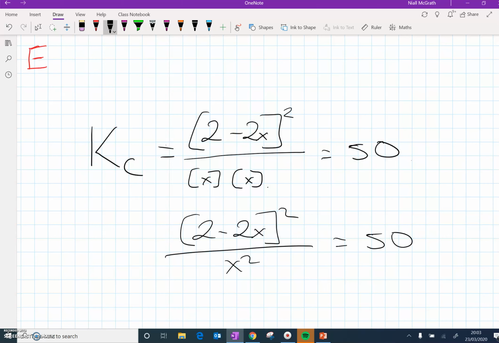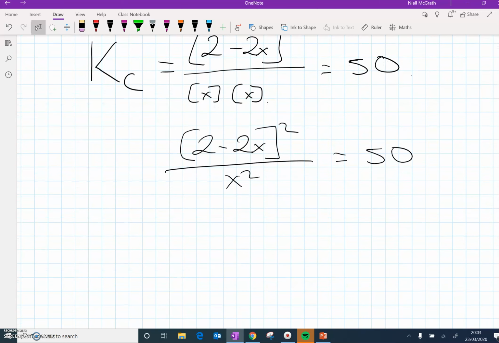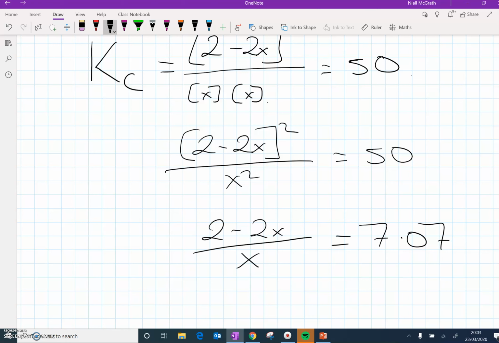Okay, we have a square above and below the line, so we can get the square root of the whole thing. That's going to get rid of them for us. It's going to be 2 minus 2x over x, and that comes out over here to be 7.07, because if we find the square root of this side, we also have to find the square root of our 50, which is roughly 7.07.